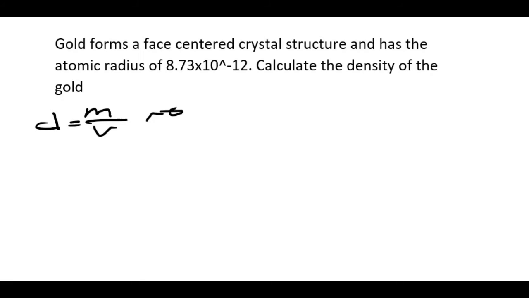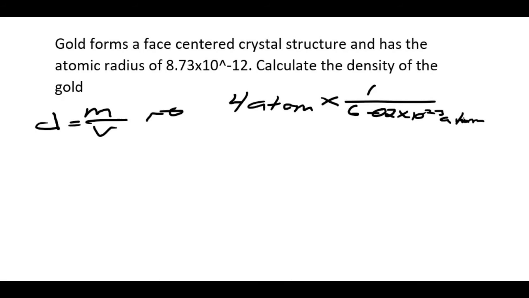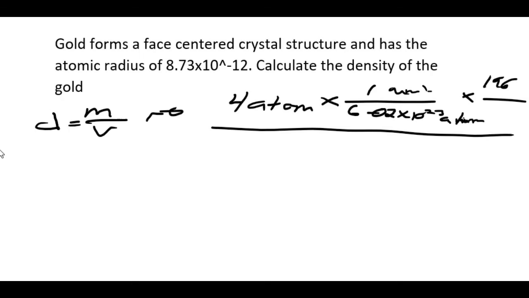So we can get the mass by what we have known. We have four atoms, and then we'll divide it by Avogadro's number per atom, then we'll have to multiply it by the atomic mass of gold. So what's the atomic mass of gold? So 196. So now that we have this, let's divide it by the volume.